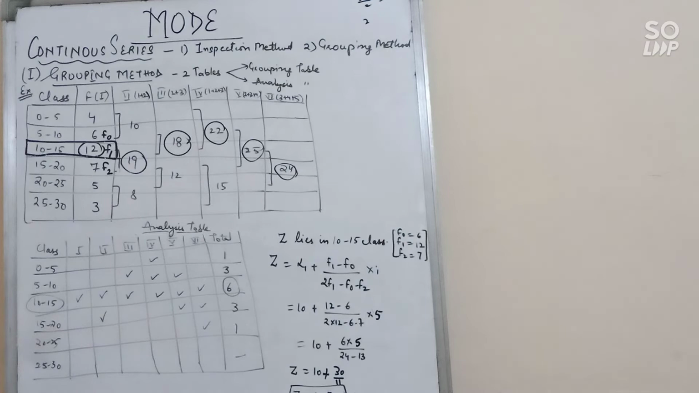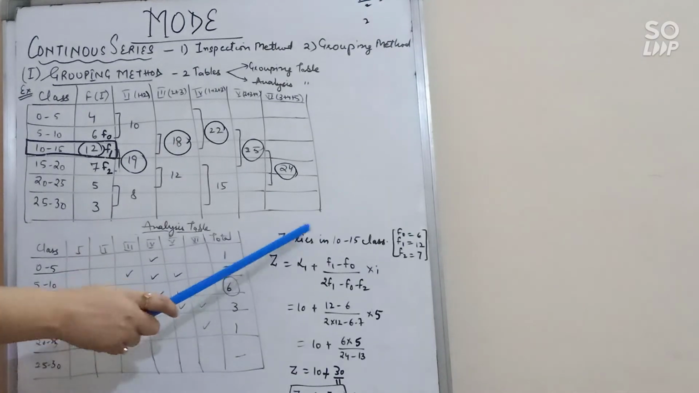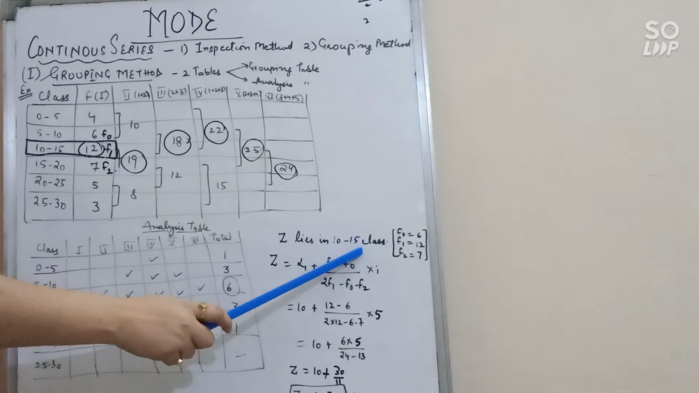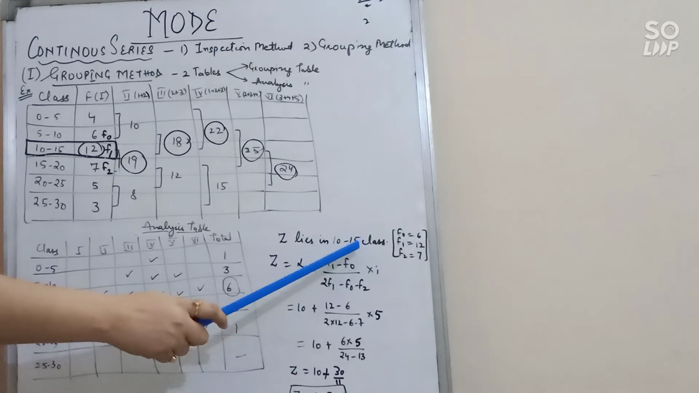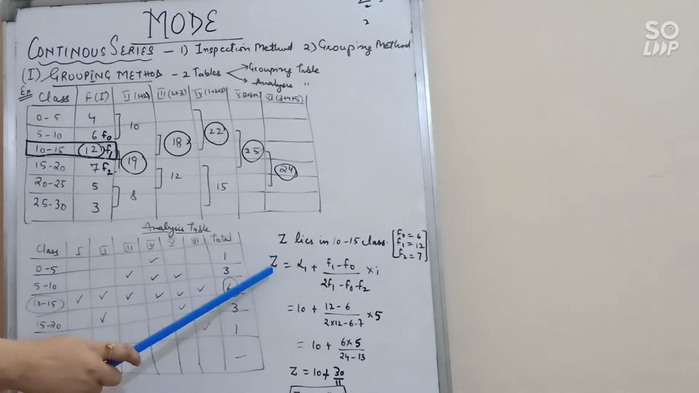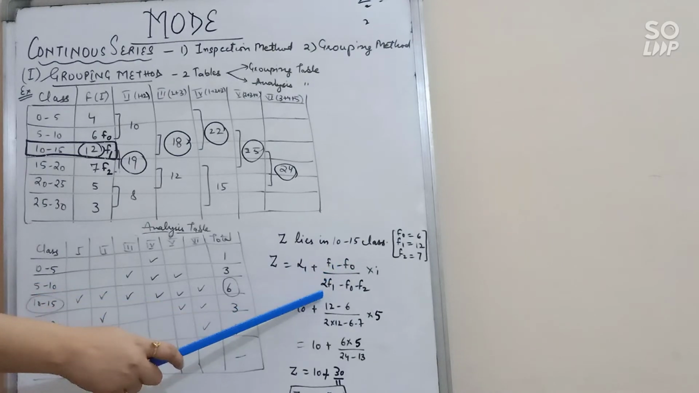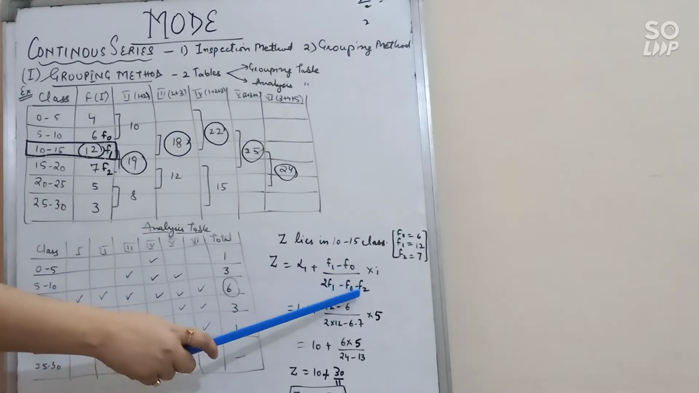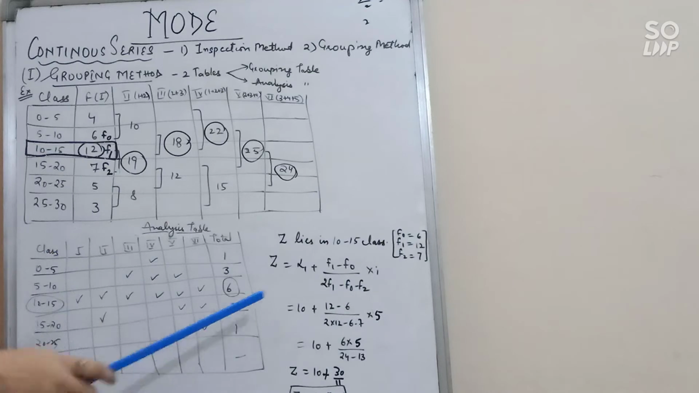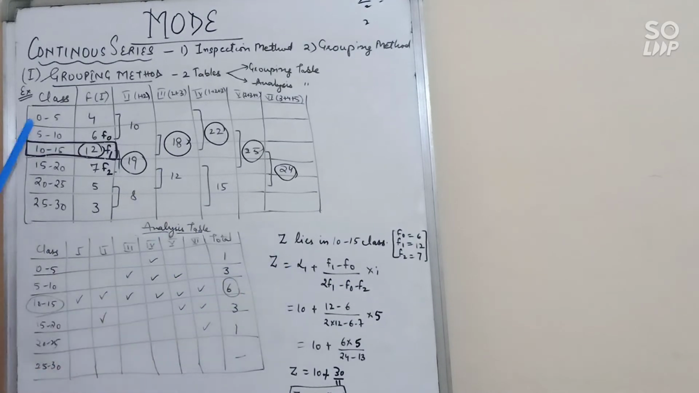Now we have a class 10 to 15. No doubt the answer lies between 10 to 15, but we need to find out a single value. And for this we will use a formula. So mode is equal to L1 plus (F1 minus F0) upon (2F1 minus F0 minus F2) into I. Now L1 is lower limit. So the class which is selected, lower limit check, 10.